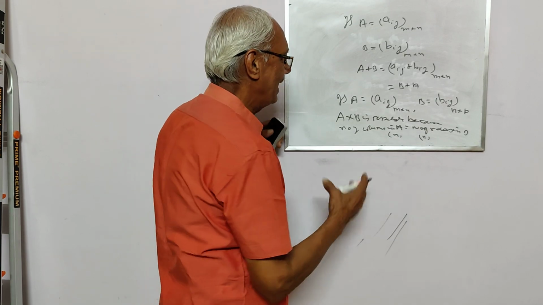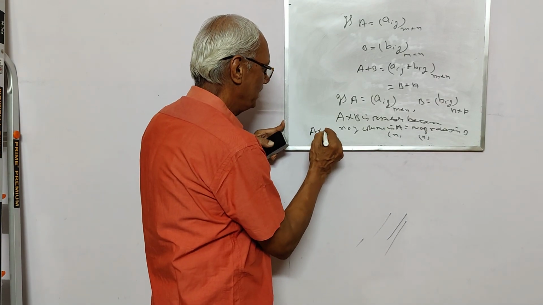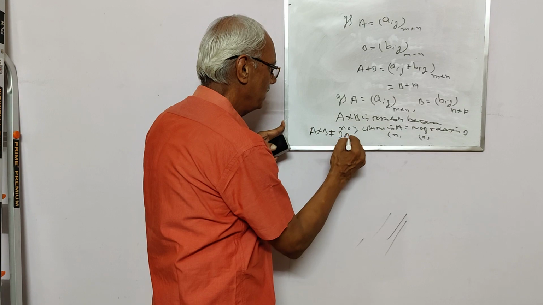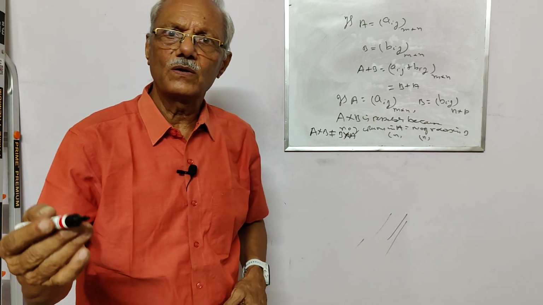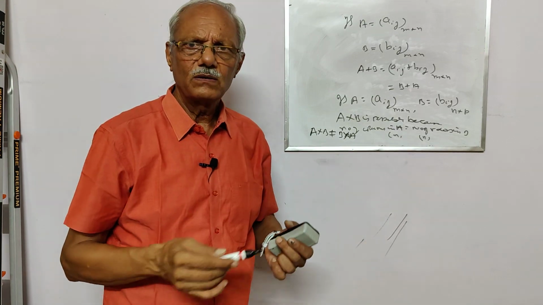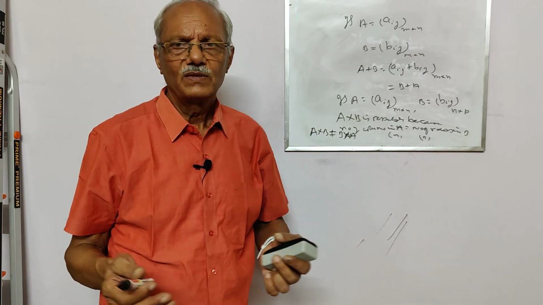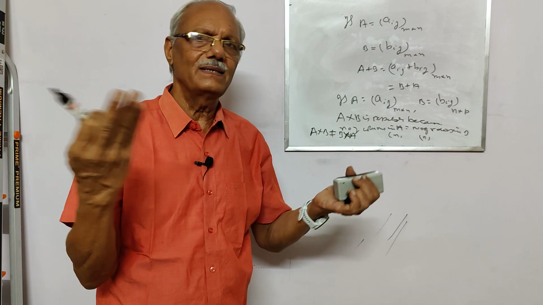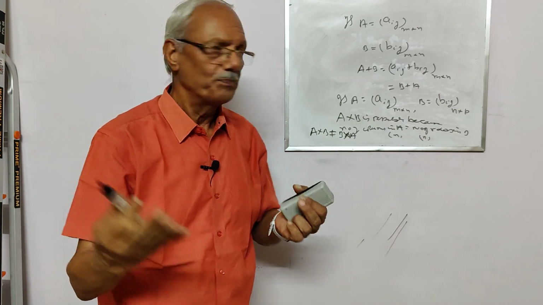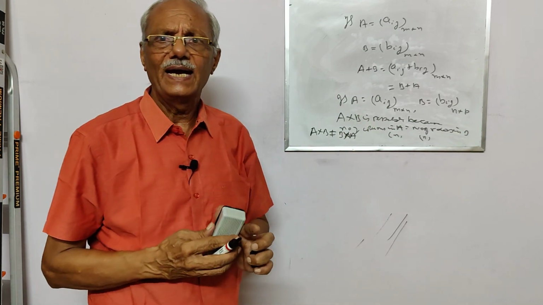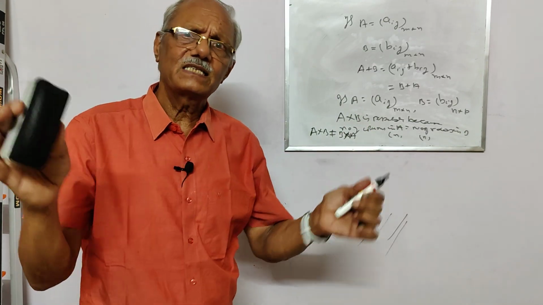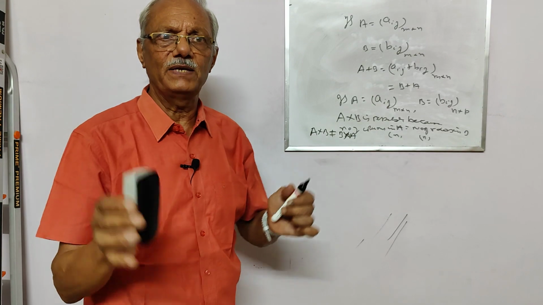And note that A cross B need not be equal to B cross A. It can happen only when they are of the same order. If they are of the same order, then naturally A cross B can be equal to B cross A. But otherwise, it is not possible. So this is the idea about matrix addition and matrix multiplication.